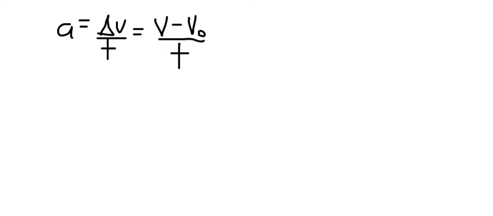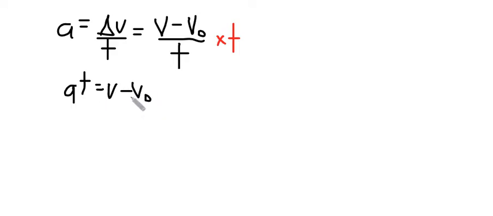Let's get started. Okay, here's the definition of acceleration. The acceleration is the change in velocity over time, which is basically the final minus the initial velocity over time. So I'm going to multiply both sides here by t, and I'm going to wind up with at equals v minus v0.